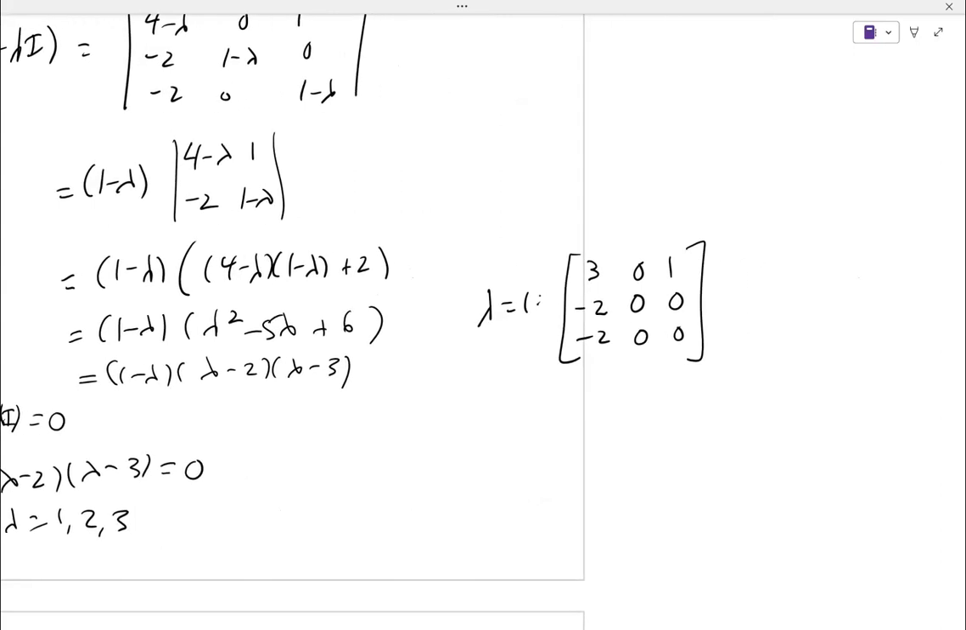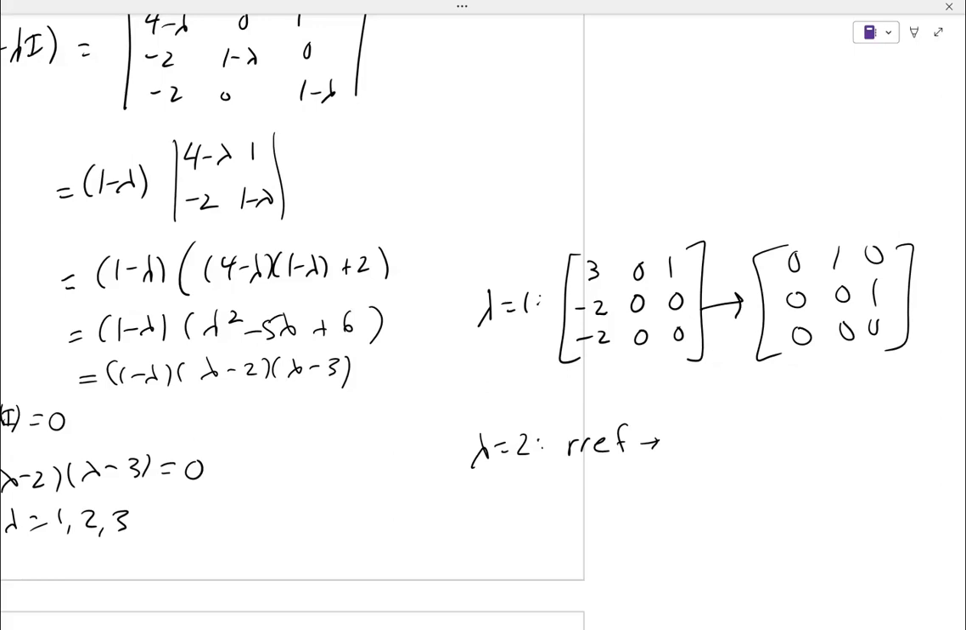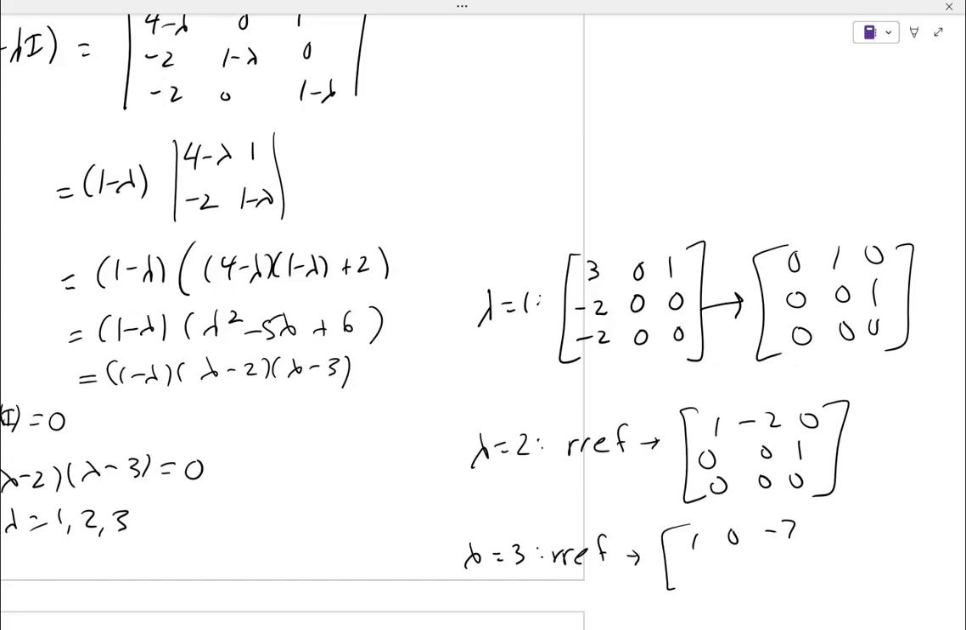lambda equal to 1, when we did the reduced row echelon form, we got 0, 1, 0, 0, 0, 1, 0, 0, 0, right? For lambda equal to 2, the reduced row echelon form was 1, negative 2, 0, 0, 0, 1, 0, 0, 0. And when we had 3, the reduced row echelon form was 1, 0, negative 7.5, 0, 1, 6, negative 6, 0, 0, 0.